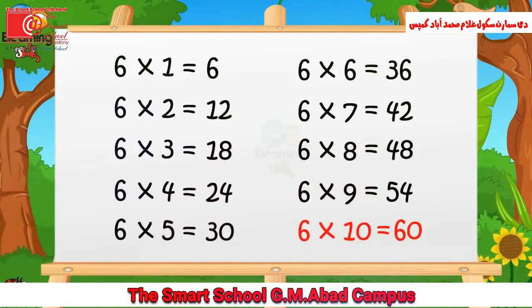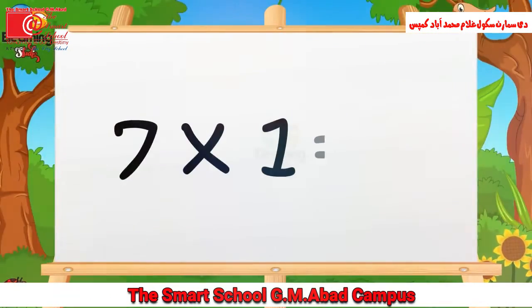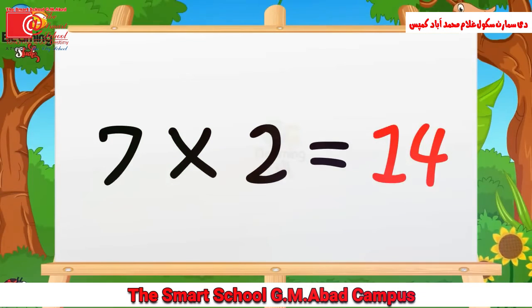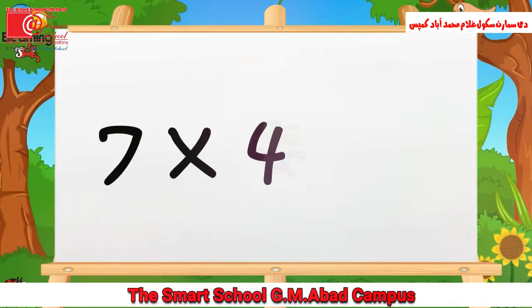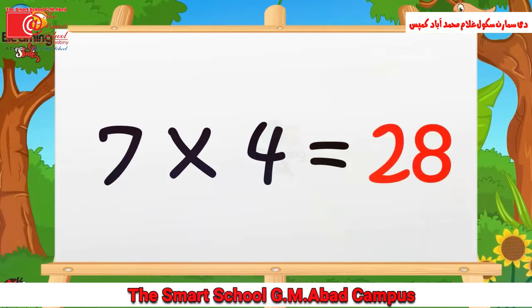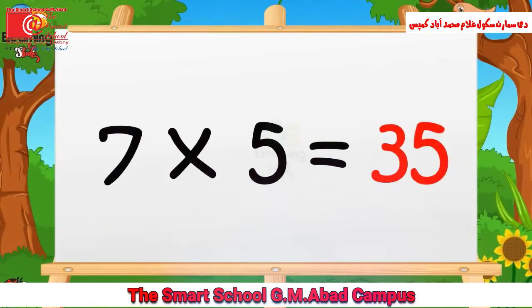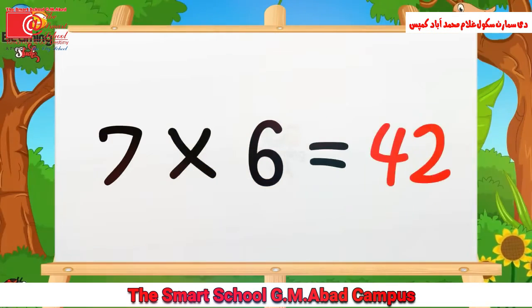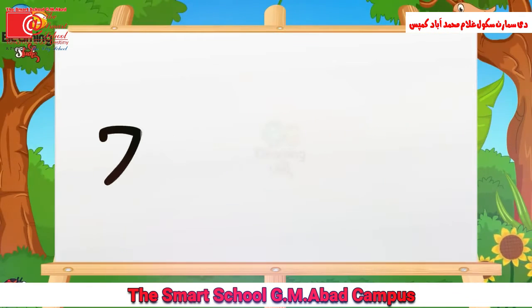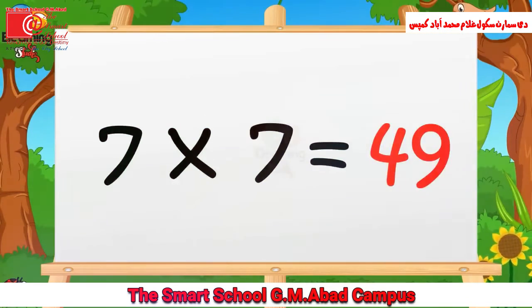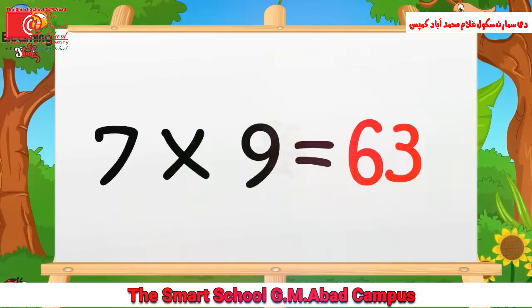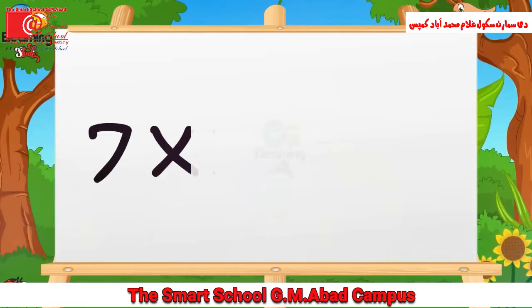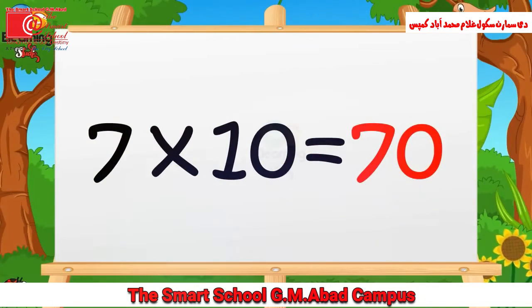Table of 7. 7 ones are 7. 7 twos are 14. 7 threes are 21. 7 fours are 28. 7 fives are 35. 7 sixes are 42. 7 sevens are 49. 7 eights are 56. 7 nines are 63. 7 tens are 70.